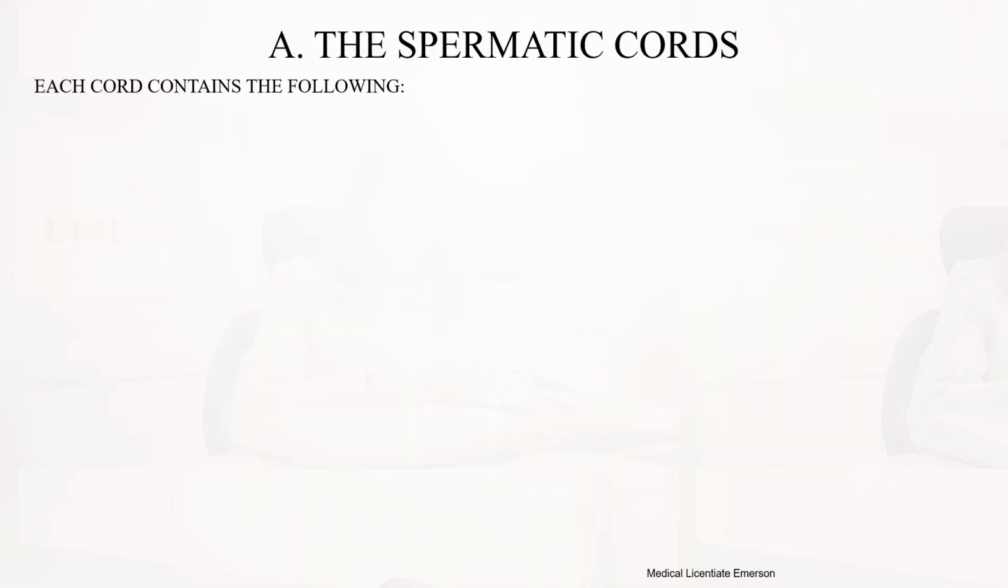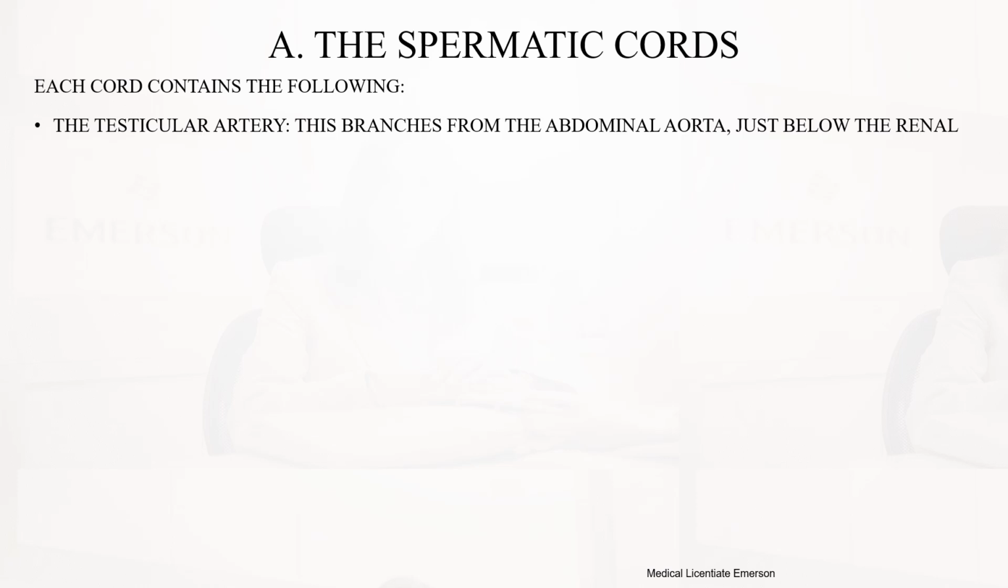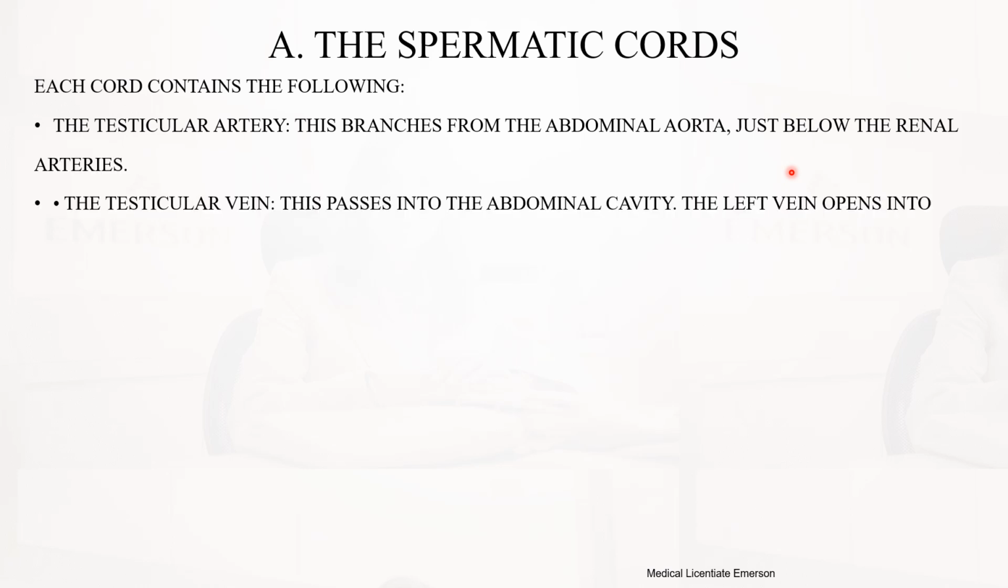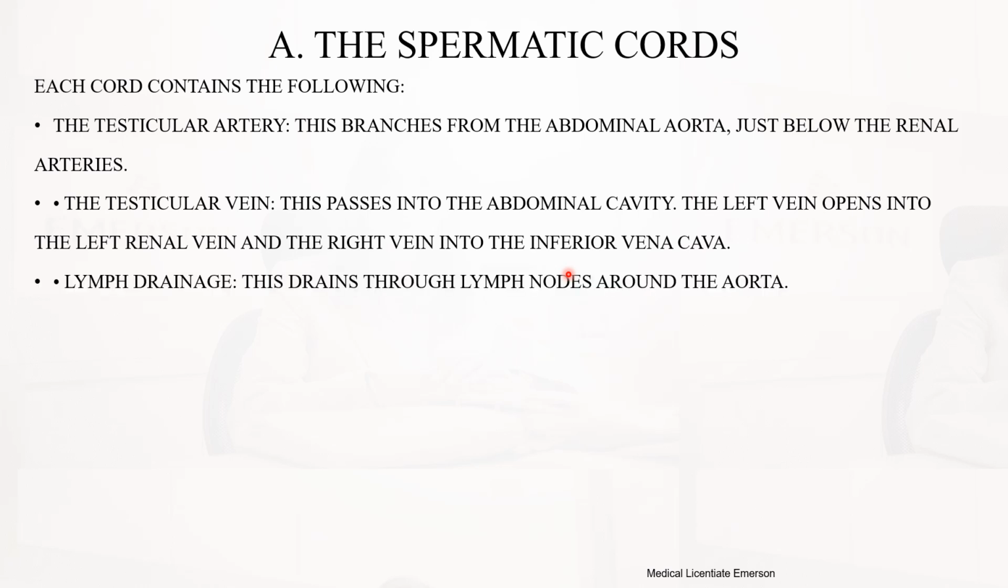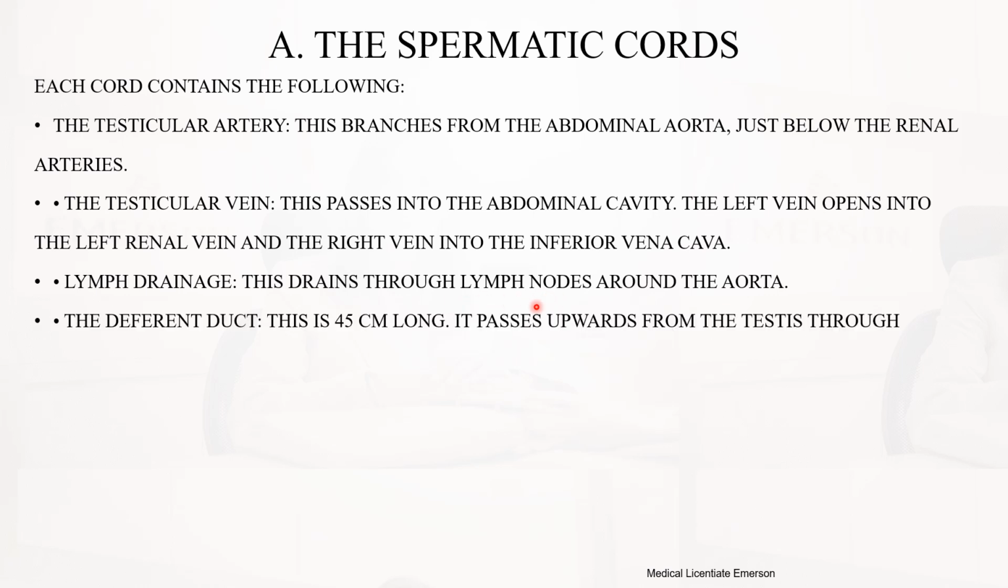So the spermatic cord, each cord contains the following. You have the testicular artery, which branches from the abdominal aorta just below the renal arteries. Then you have the testicular vein, which passes into the abdominal cavity, and the left vein opens into the left renal vein, and the right vein into the inferior vena cava. In terms of lymph drainage, this drains through the lymph nodes around the aorta.